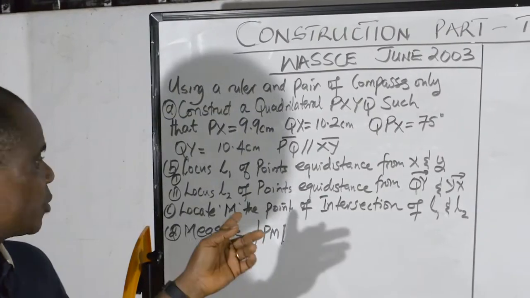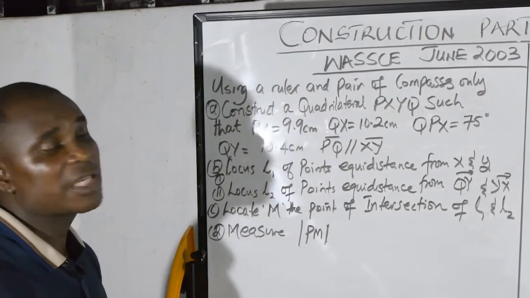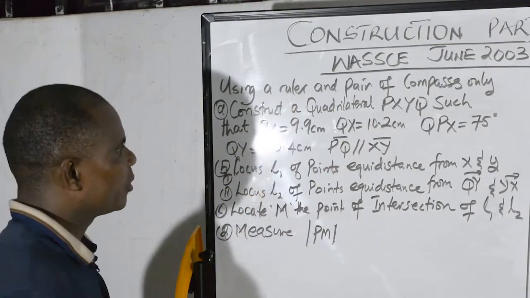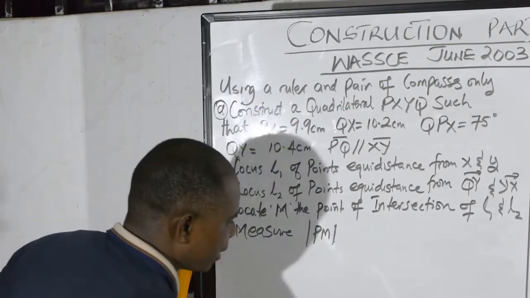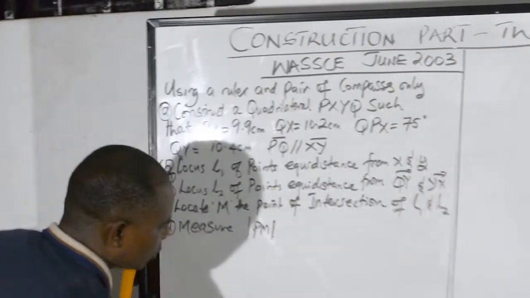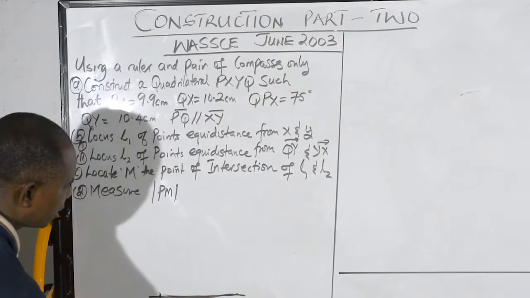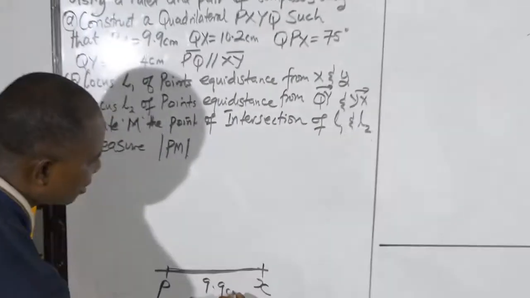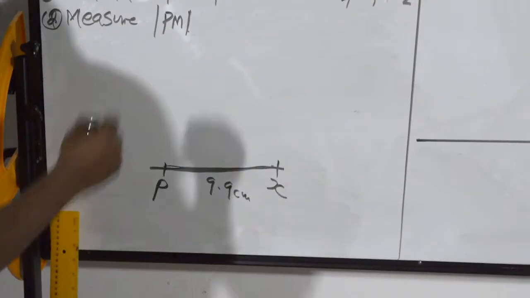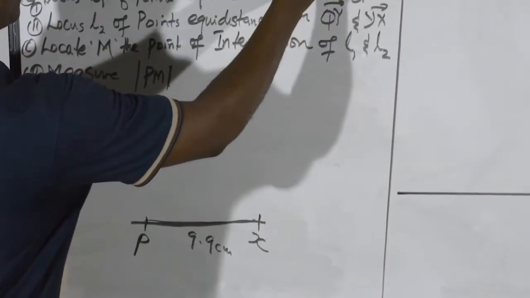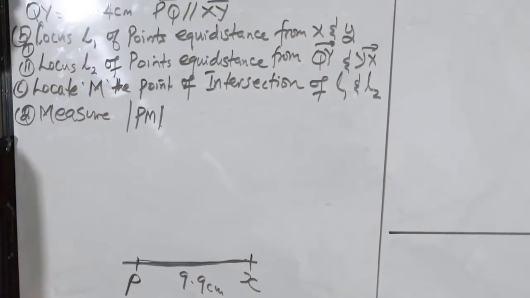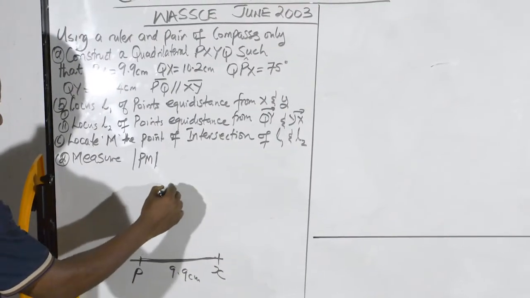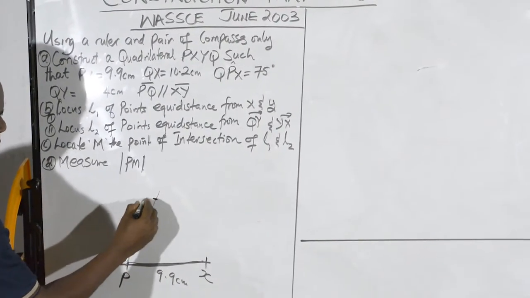The first thing you should do on this kind of question is to sketch. You know what a quadrilateral is? It's a four-sided polygon. You know that already. So there is a line somewhere there. Let's say that is PX, and it is 9.9 centimeters. If you can sketch that, the angle is formed at P. That is QPX, which is 75 degrees. So I need to get a Q somewhere there.